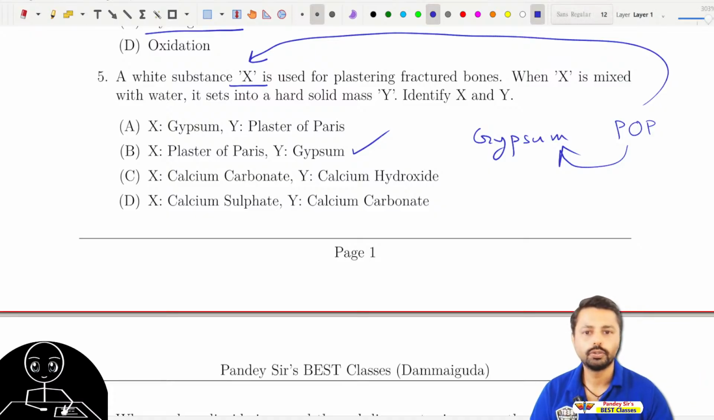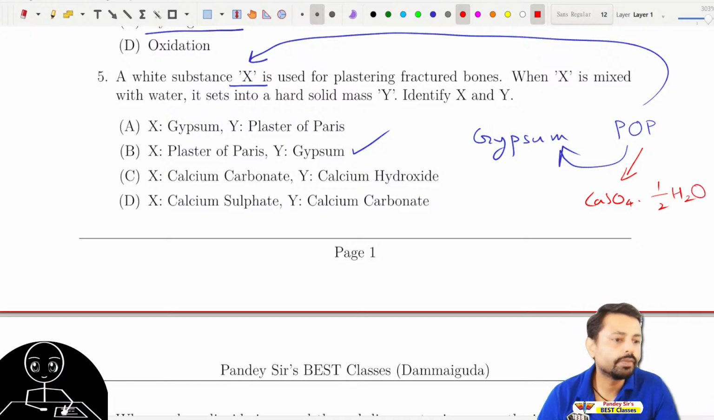So plaster of Paris, what is the formula? If they ask in the exam what is the formula of this and that, how would you know that? So the plaster of Paris formula is CaSO4 dot 1 by 2 H2O.